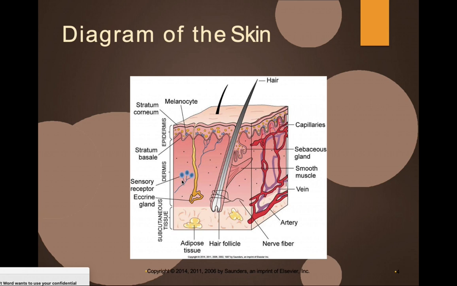There are sensory receptors here. We have sweat glands. We have sebaceous glands or oil glands. Remember, the sebaceous gland produces these oils that move up the shaft and then creates this watertight seal right here that makes the skin water resistant.